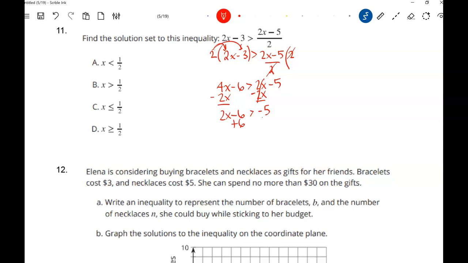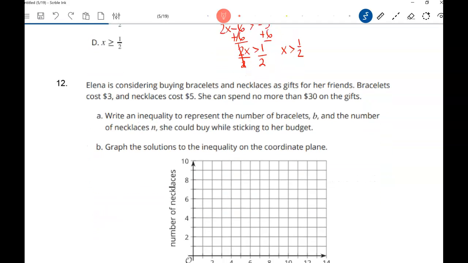Now I'm going to add 6 to both sides. So 2x is greater than 1. Divide by 2, so x is greater than 1/2, which is b. Now don't forget, if I had to multiply or divide both sides of that inequality by a negative number, I would switch the direction of the arrow.